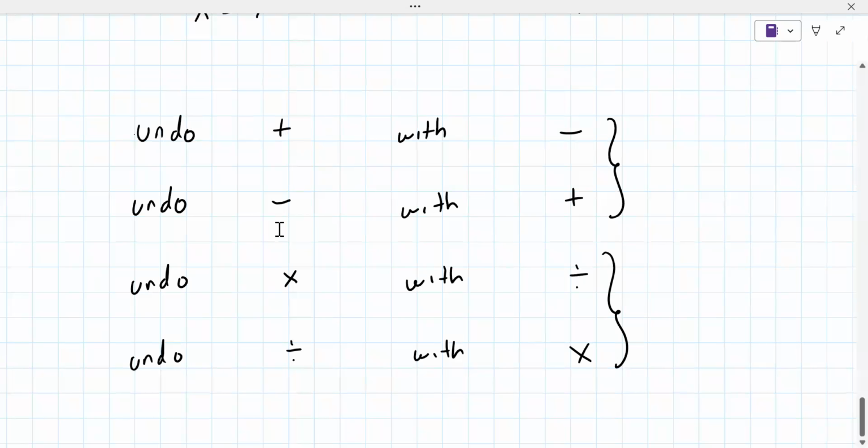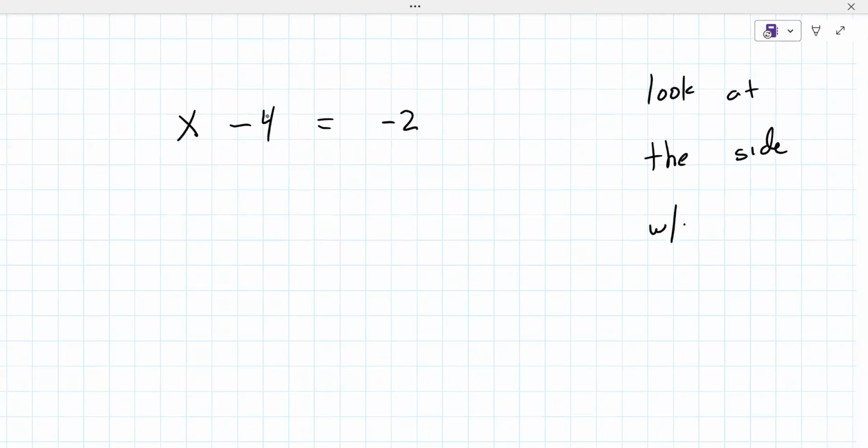So let's look at the first two. All right, let's say I give you x minus 4 equals -2. You look at the side with the variable. You actually don't care what's going on with the other side, but you look at the side of the variable and you say, what's going on here? Is this addition or subtraction? Okay, well, it's subtraction. How do you undo subtraction? With addition.